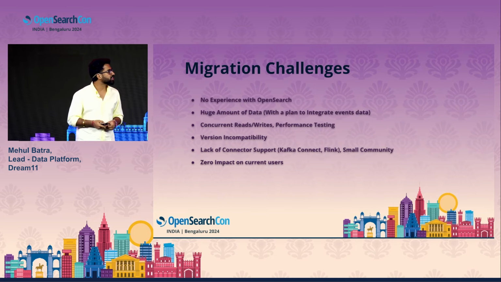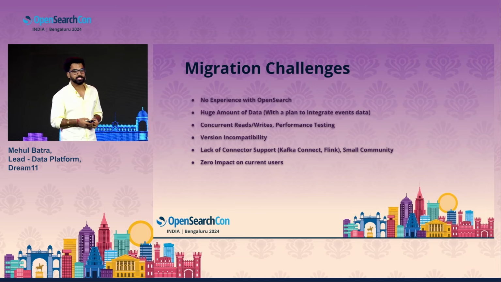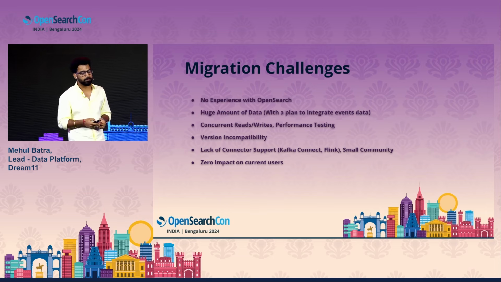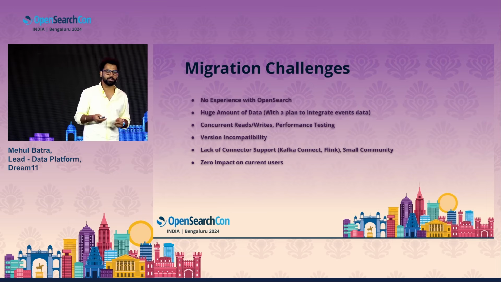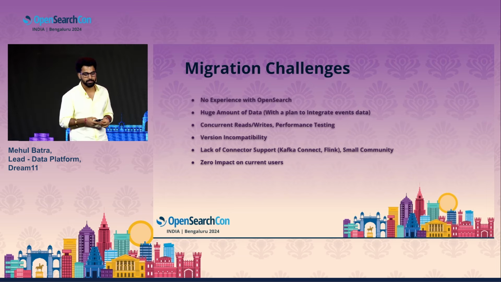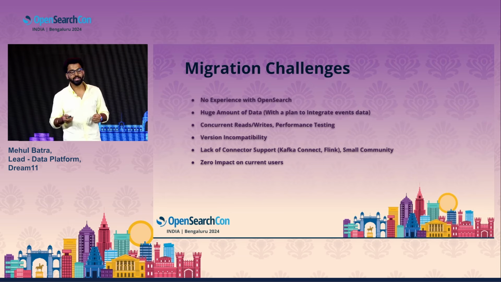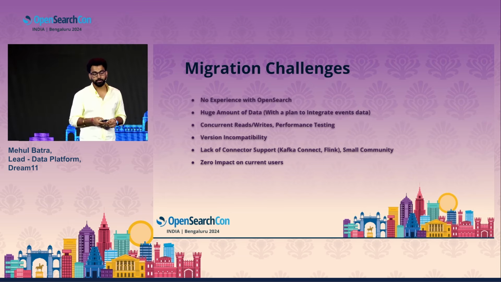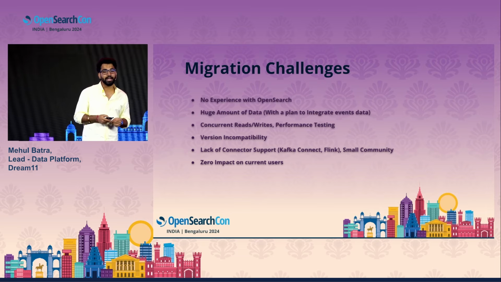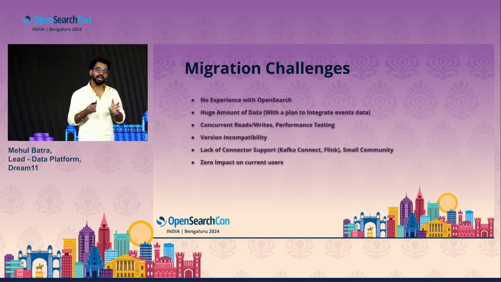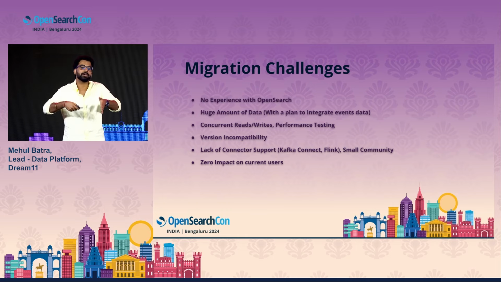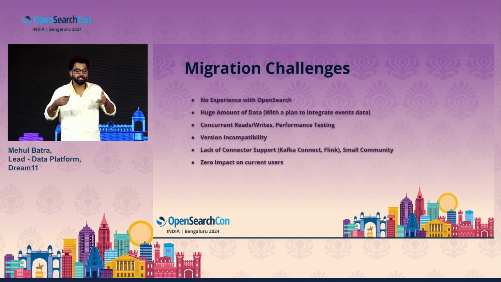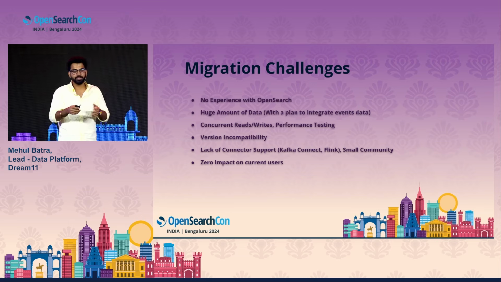So the migration challenges that we came up with, like, nobody in our team has prior experience with OpenSearch. Yeah, it does come very close to Elasticsearch, but it has its own set of community. It has its own set of guidelines, rules, and documents. And on top of that, we were dealing with a huge amount of data. And one of the things with the huge amount of data that comes to us is we have highly concurrent reads and writes happening parallelly at the same time. So when the writes are happening, at the same time, the reads are also happening. So we needed to find something where we could do both things at the same time.